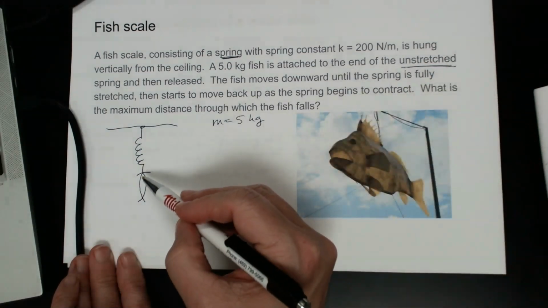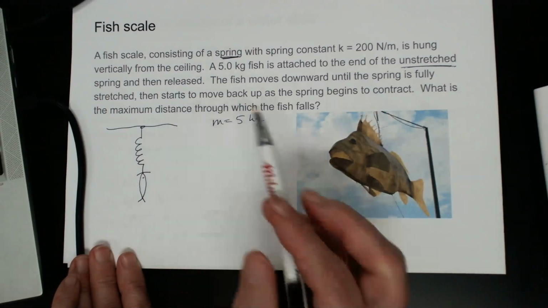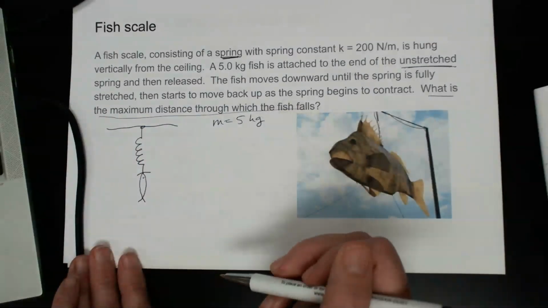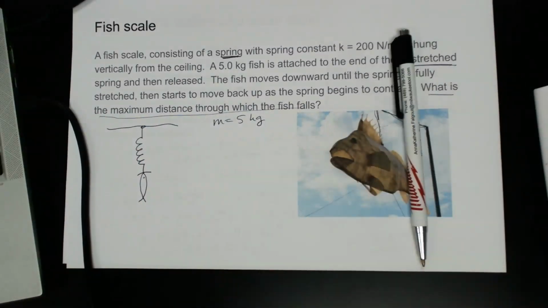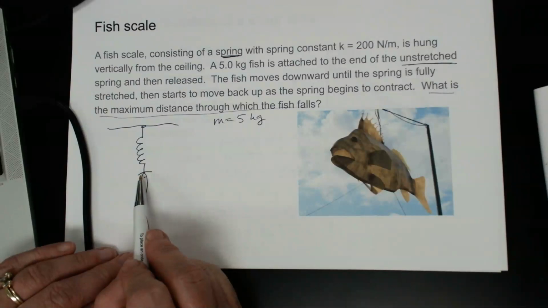So he's going to move downward until the spring is fully stretched and then move back up again. And we want to know what is the maximum distance through which the fish falls. This one's a little different because we're looking for the distance through which the fish falls. So we're kind of looking for displacement. We're also looking for height, because the fish is hung from the end of the spring.